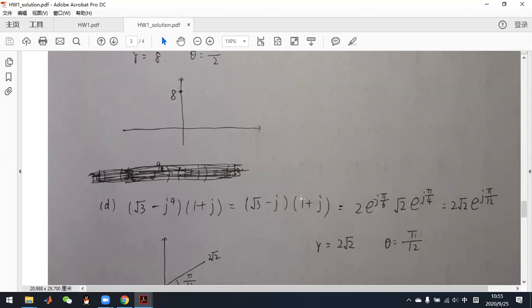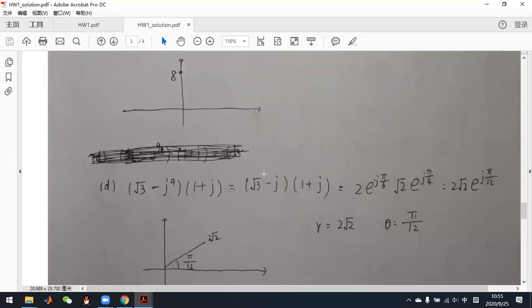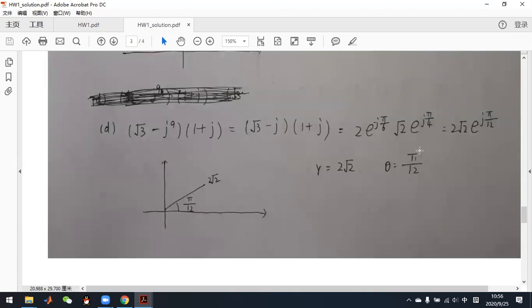It is also very easy to express this number in the polar form. This part is 2 times exponential minus j pi over 6, and this part is square root of 2 times exponential j pi over 4. And then we multiply the magnitudes together. It is 2 times square root of 2, and we add the angles, pi over 4 minus pi over 6. It is pi over 12. So this is the magnitude, and this is the angle.